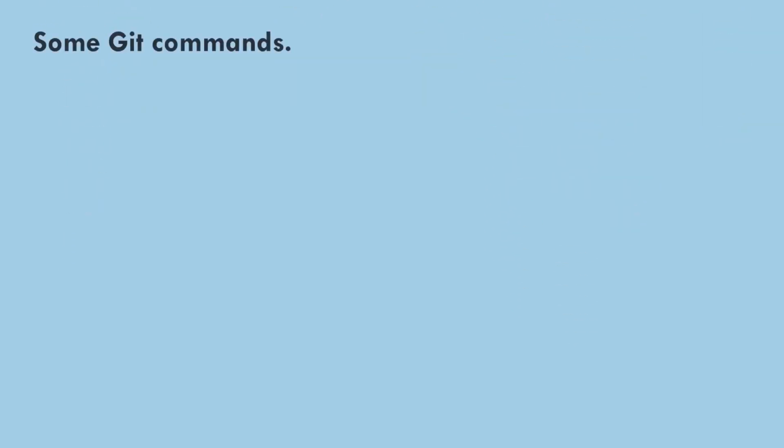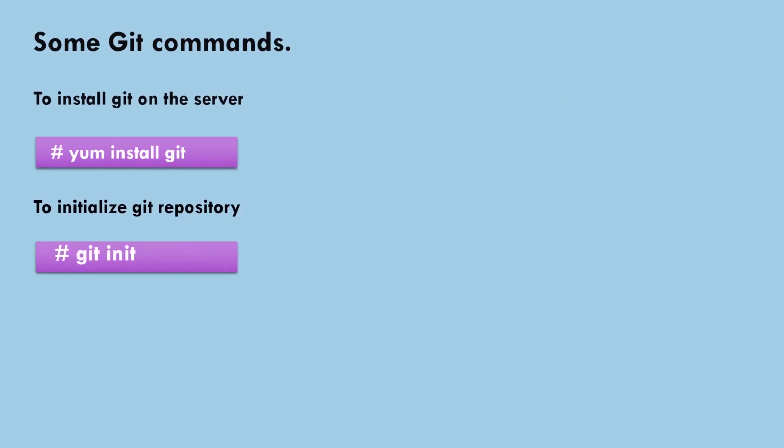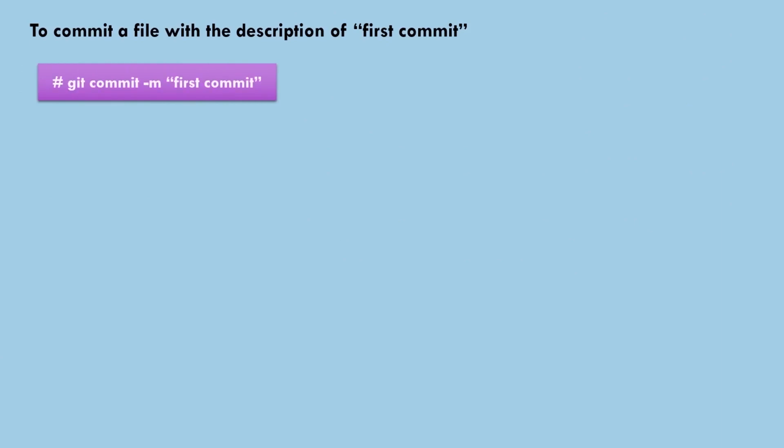Some Git commands are: to install Git on a server, you would do yum install git. Another is to initialize a Git repository, you would do git init. And to check the current status of a Git repository and to see which changes have been staged and which haven't, and which files are being tracked by Git, you would do git status. To commit a file with the description of first commit, you would do git commit -m "first commit".